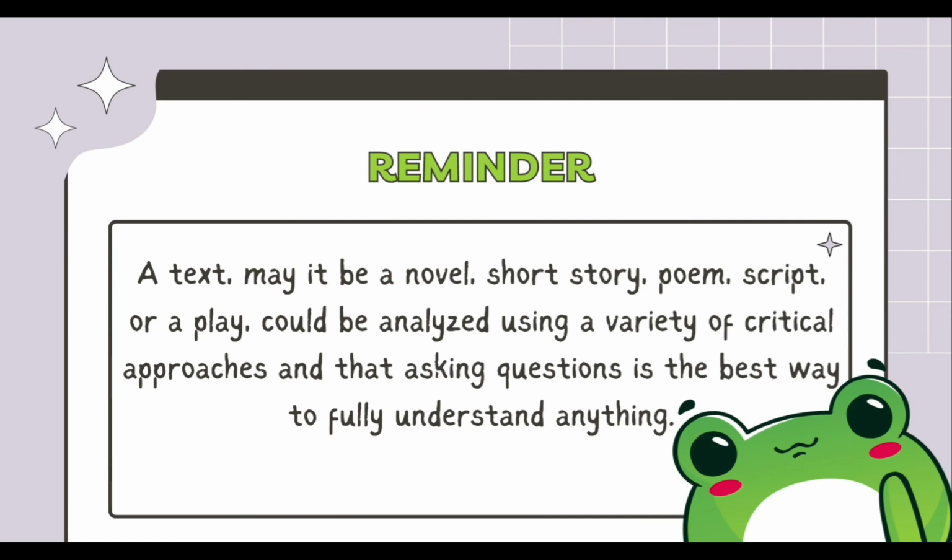And as an end to our discussion, I just want to share this reminder that a text or a material, may it be a novel, short story, poem, script, or a play, could be analyzed using a variety of critical approaches, in that asking questions is the best way to fully understand anything. Meaning, you can actually use more than one literary criticism approach when you are writing your critic paper. When you are analyzing a material, you can choose to use reader response as well as feminism or formalism as well as Marxism and the likes. So all those things you can actually do, and when you use different ways to analyze a material, you are giving yourself more opportunities to understand a material better.